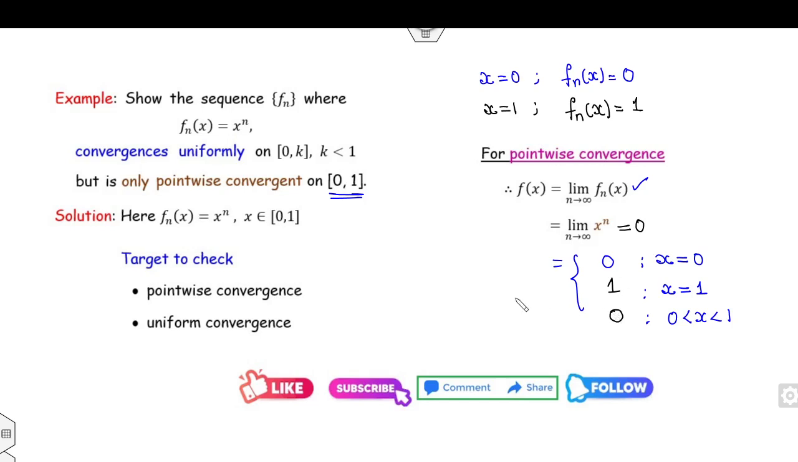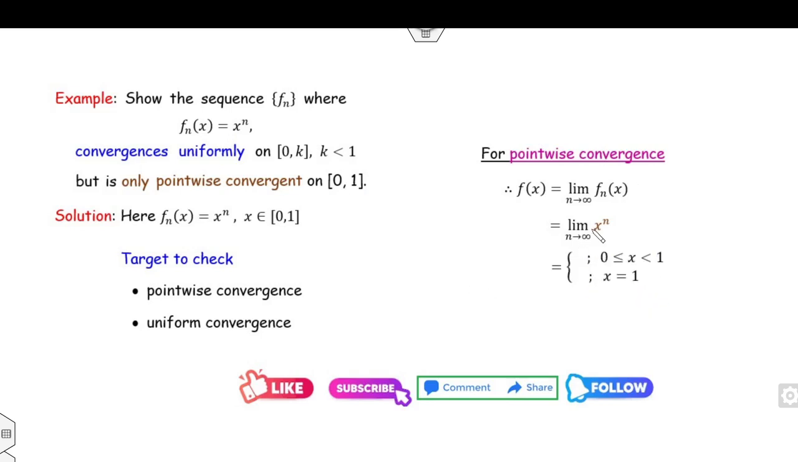Fine. Or you can also write these quantities combined: the limit is 1 only when x is equal to 1, and 0 when 0 is less than or equal to x which is strictly less than 1. Either you can write it in this manner or by the three different cases. Fine. So we can see the function is pointwise convergent.